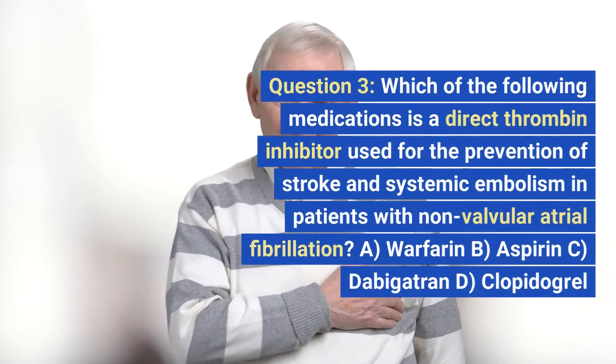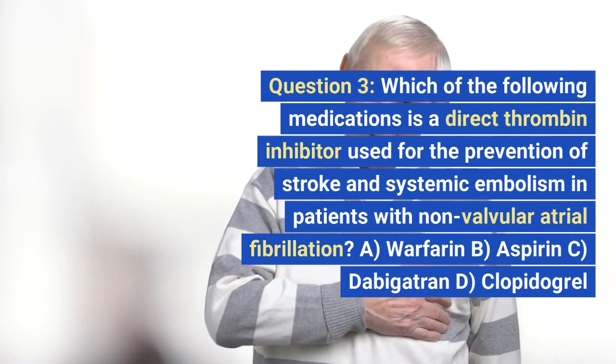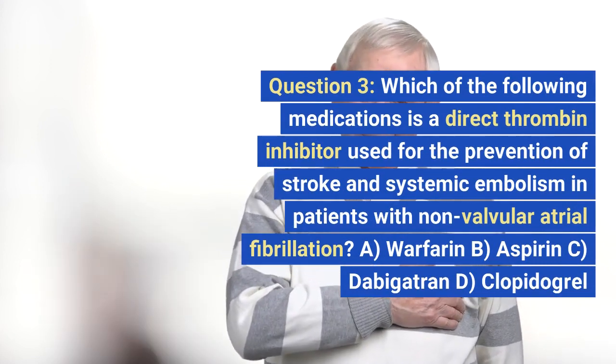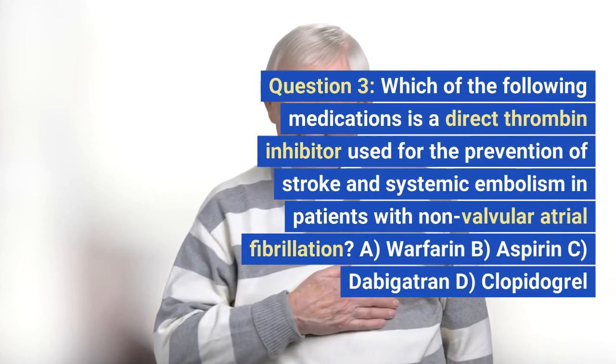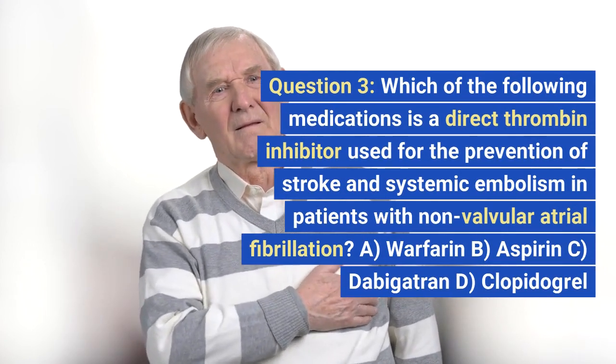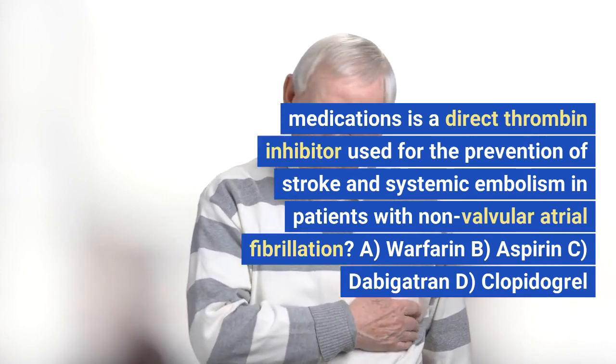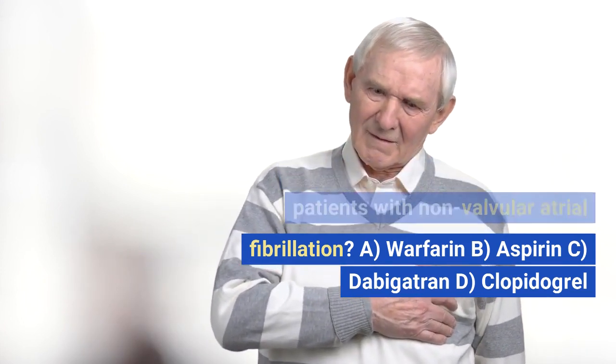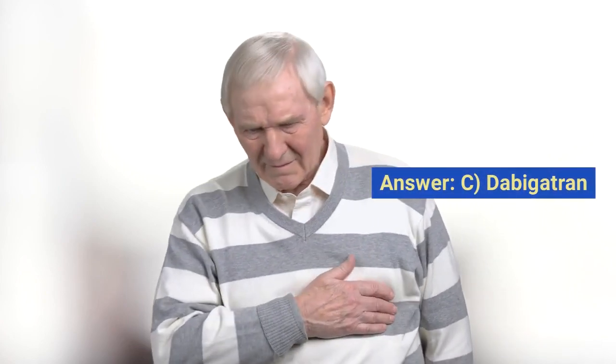Question 3. Which of the following medications is a direct thrombin inhibitor used for the prevention of stroke and systemic embolism in patients with non-valvular atrial fibrillation? A. Warfarin. B. Aspirin. C. Dabigatran. D. Clopidogrel. Answer: C. Dabigatran.